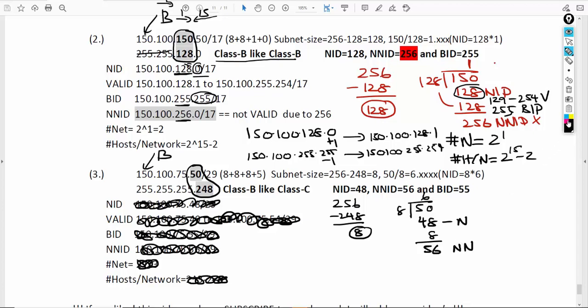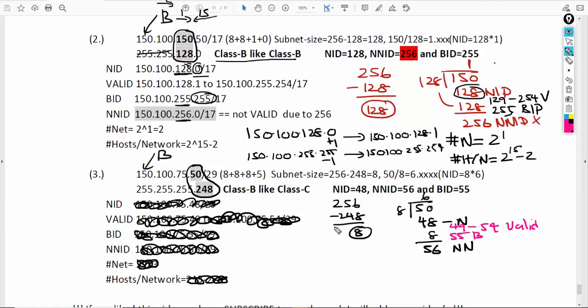So my broadcast ID becomes 55. So 55 is my broadcast ID. My valid IPs are 49 to 54. Thing is, guys, class C is easy. You only have to worry about the last octet. But when it comes to class B or A, you have to make sure that if the mask is not more than 24, if it is on the third or second place, you have to know this 0 and 255, those kinds of things. Okay, so let's write down the answer for this one.